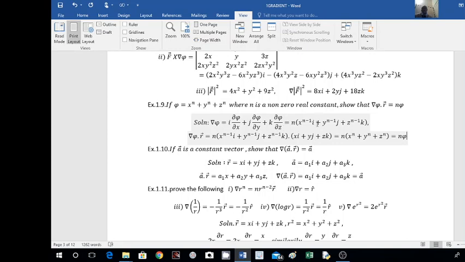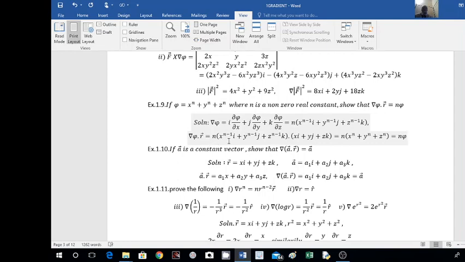This is equal to i into ∂phi/∂x. The derivative with respect to x of x to the n is n into x to the power n minus 1. So n x^(n-1) i, plus the derivative with respect to y, n into y to the power n minus 1, into j, plus k into ∂phi/∂z. The derivative with respect to z is n into z to the power n minus 1. So n is a common factor, therefore I have written it outside here. Now we consider del phi dot r. This is our del phi.